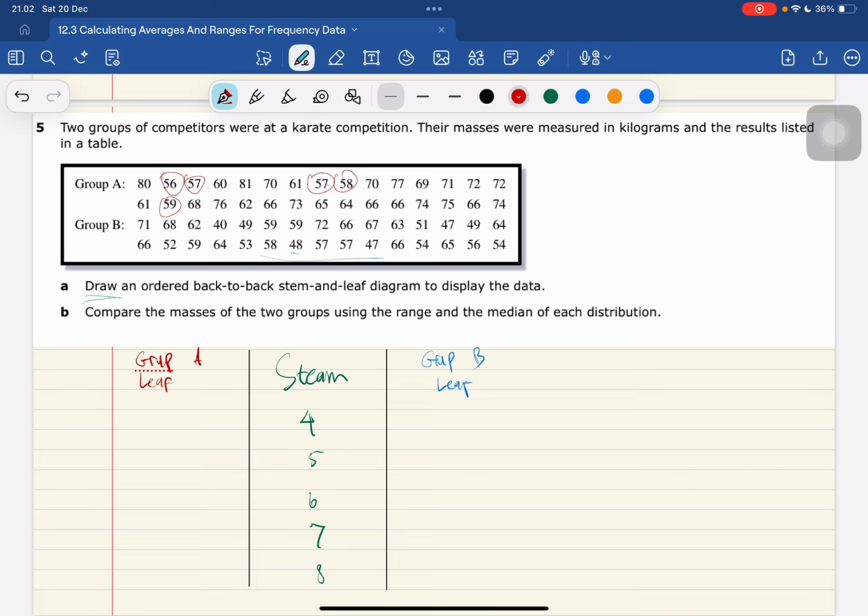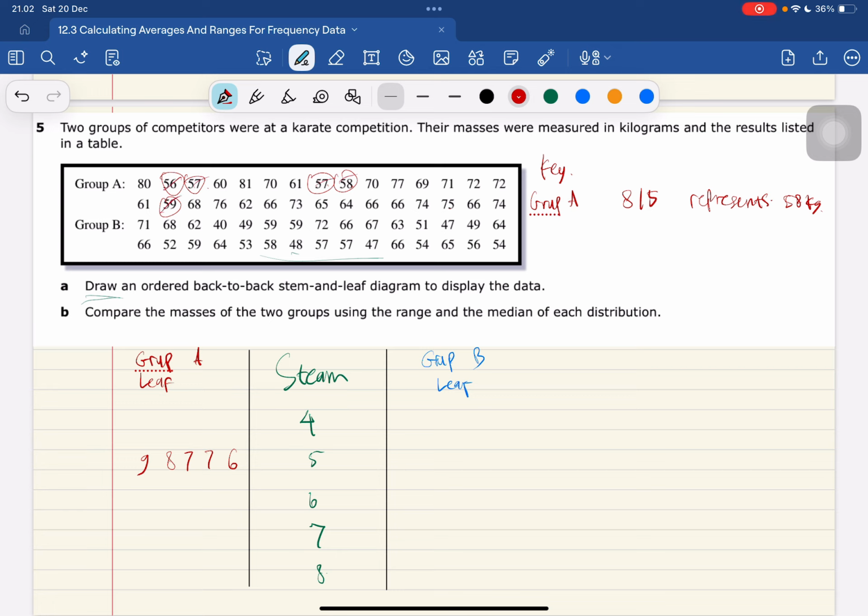Okay, starting with the smallest: 56, so 5 and 6, and then 57, so I will write 7 here. 7, 8, and 9. So we can make the key. This is the key, this is group A. So 8 and 5 represent 58 kilograms.